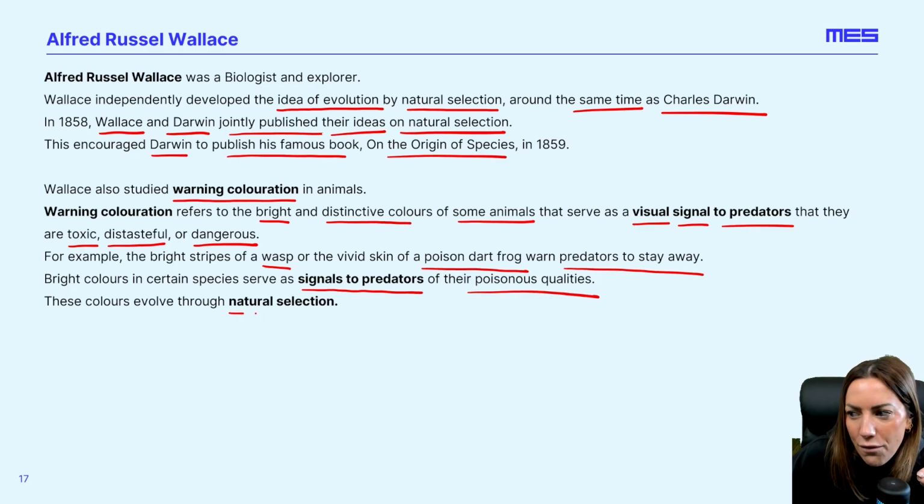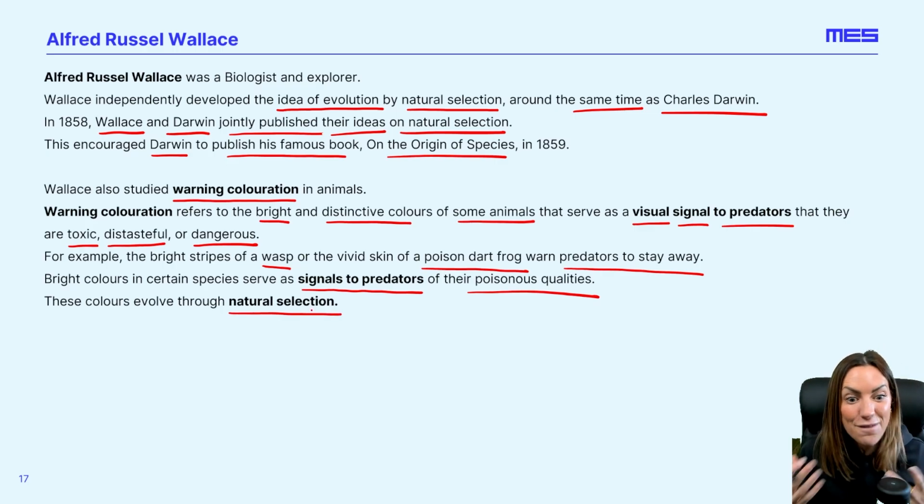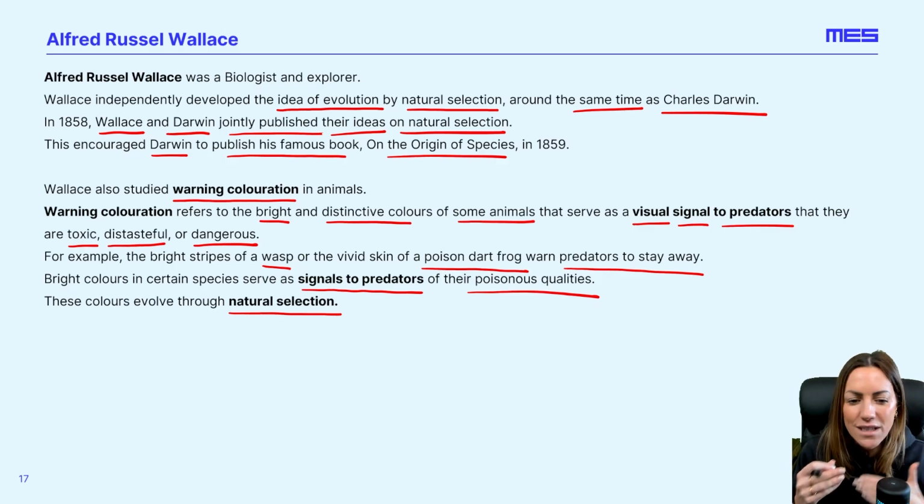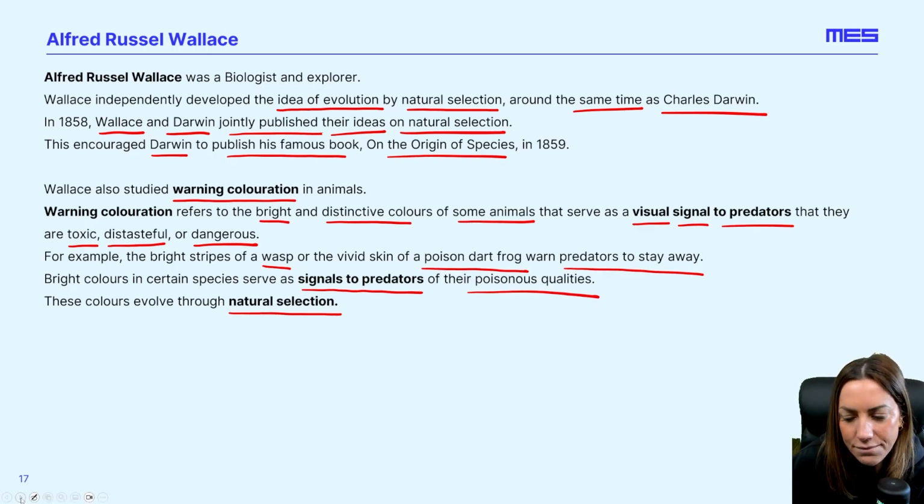And these colours evolved through natural selection because obviously it's an advantage, right? If the bright colour is signalling to predators, I'm dangerous, don't eat me, don't try and kill me or attack me, that animal is more likely to survive and reproduce and pass on the genes for that characteristic. So over time, populations will gradually evolve so that all of that species has that bright warning colour because it increases their survival chances.